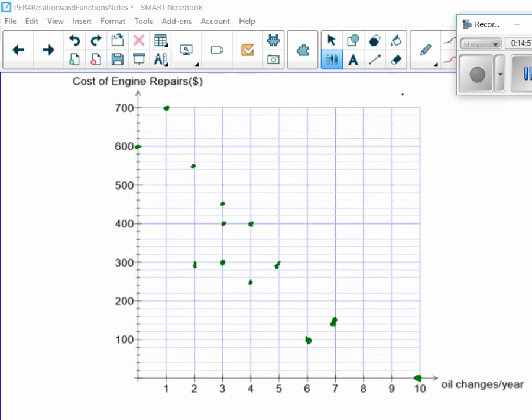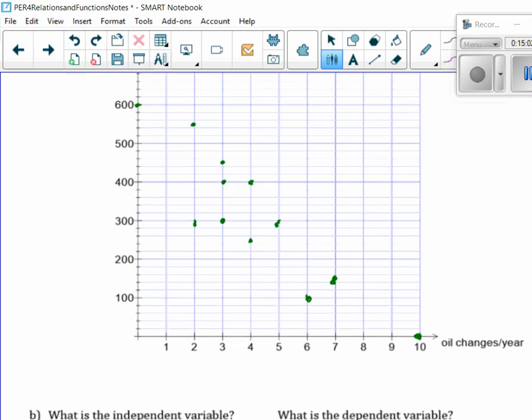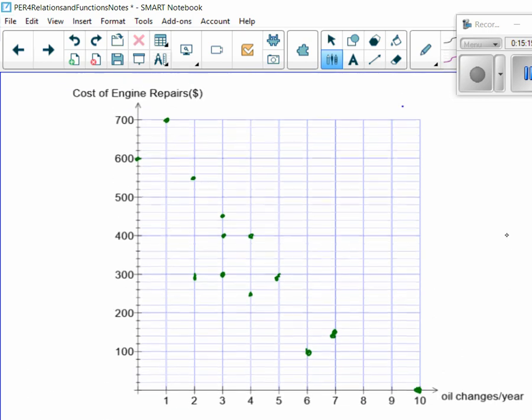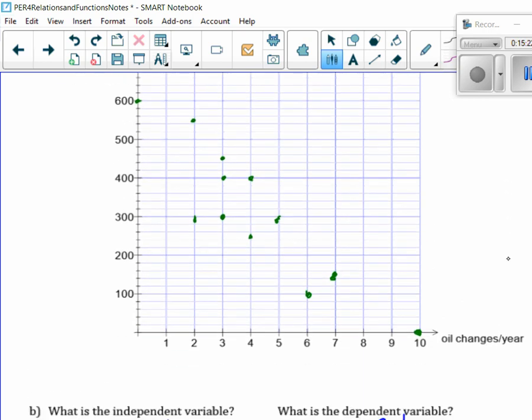Okay, so did yours look like this? So definitely the rate of change is positive or negative? Negative, yeah. It's going down for sure. What is the independent variable? The oil changes per year. And the dependent is the cost. Make sense? Does that make sense to you? If you do lots of oil changes, I guess it's better for your engine or whatever.